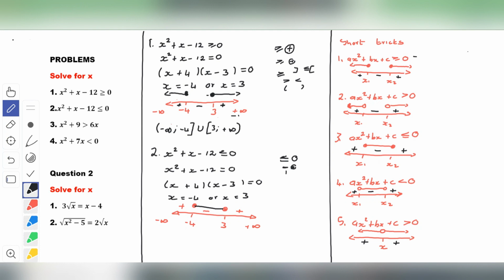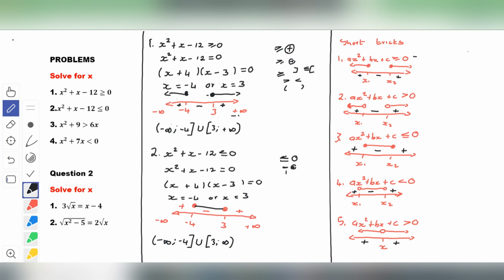After writing this, what do we do? Now we're going to write our values. We know that we're going to have an open bracket because it's negative infinity and negative 4. Because it's a closed interval, we're going to use this, and then the union, and then we can see that we also have the closed interval, which is 3 and positive infinity. Then that's it. I now believe that you know how to solve the inequalities, guys. So you can also do question 3 and question 4, right?